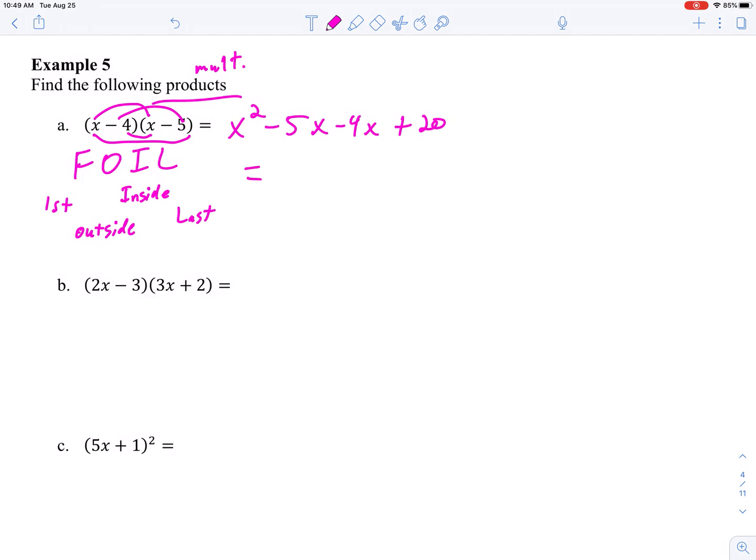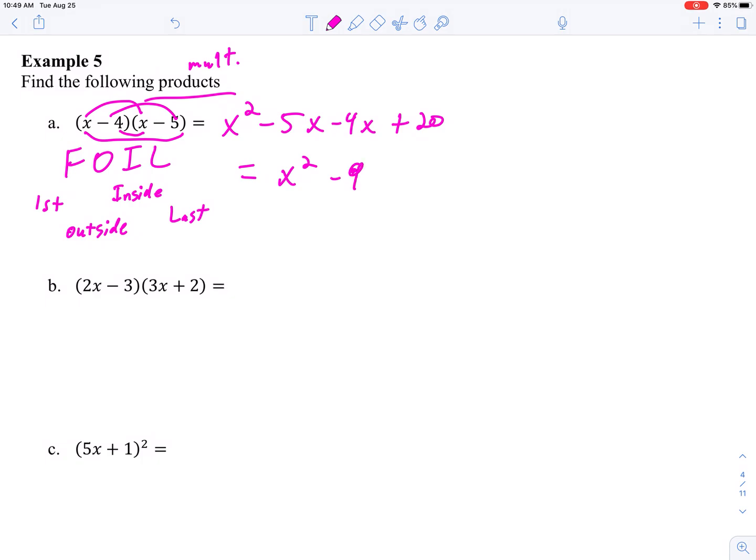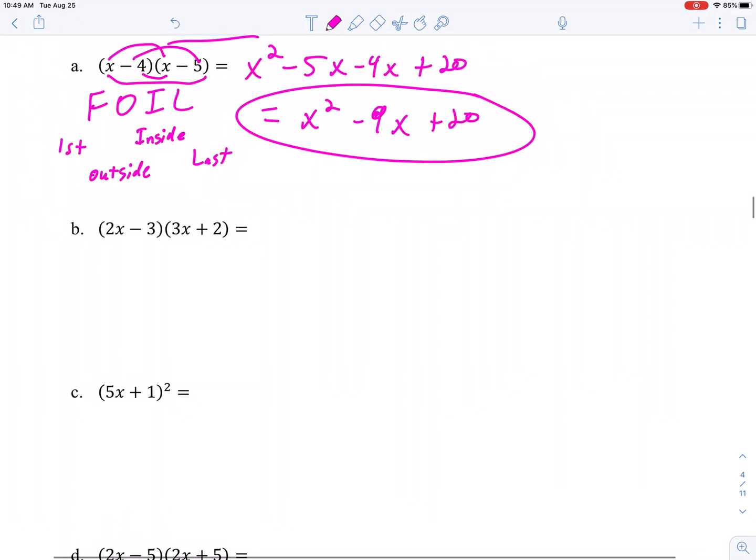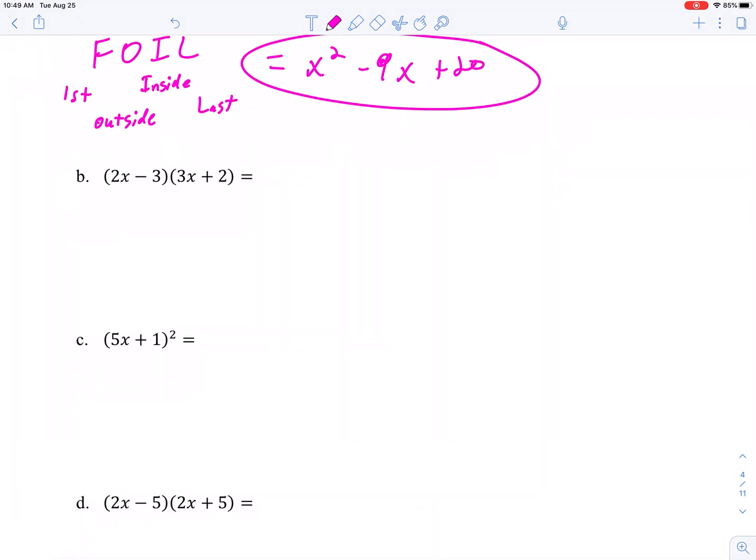And then what we always want to do is clean these things up. Combine your like terms, right? So remember, like terms have the same variable. So we've got an x squared. We have some x terms in there. We have a negative 5x and a negative 4x, right? So they're like terms. That means we can add them. So it's x squared minus 9x plus 20. And there you go. There's your answer. Okay? All right. The next few are the same. They're FOILing problems. So just remember, first times first, outsides, insides, last, combine your like terms.